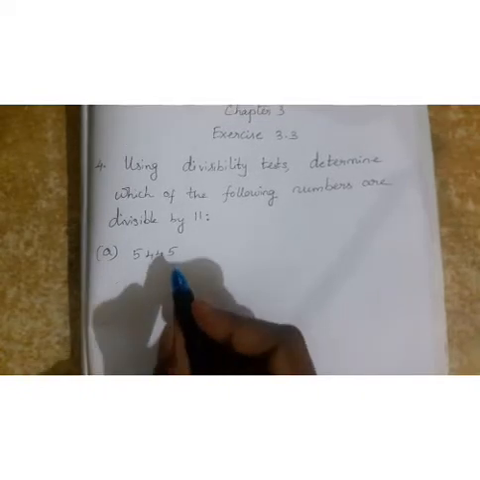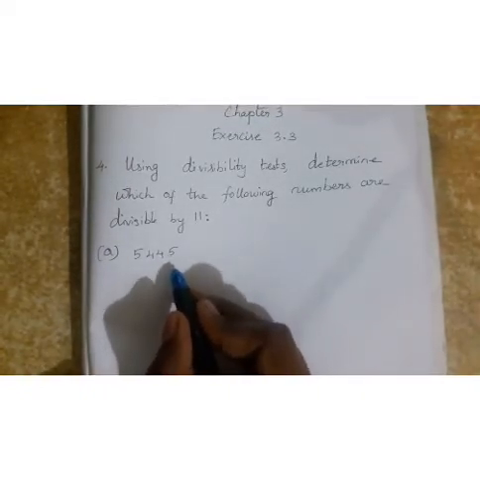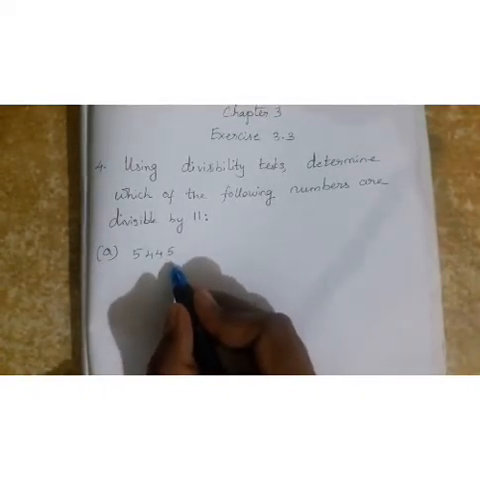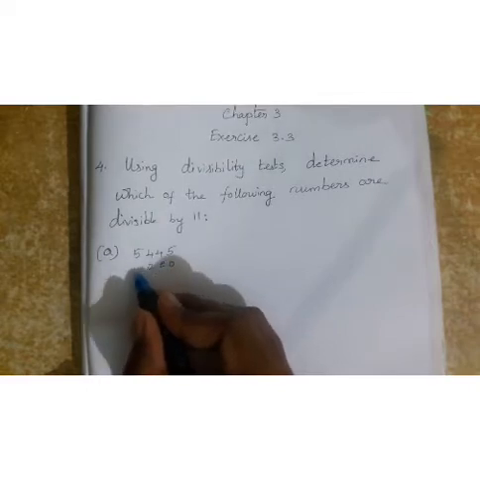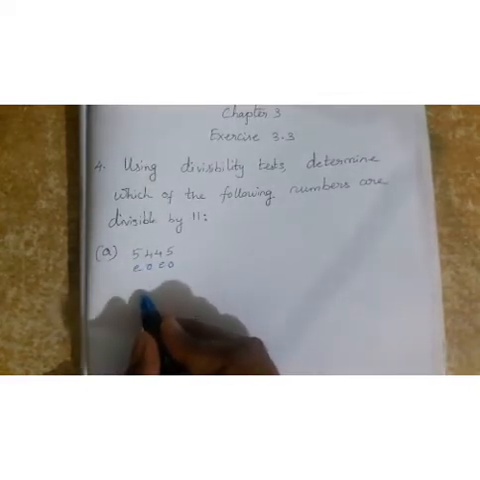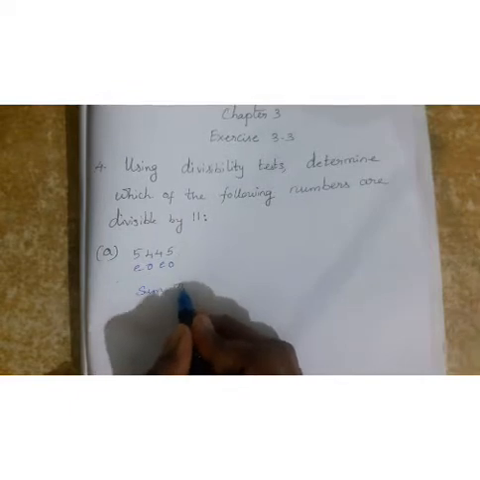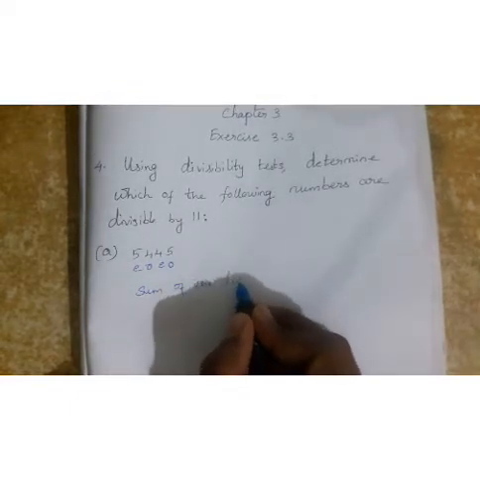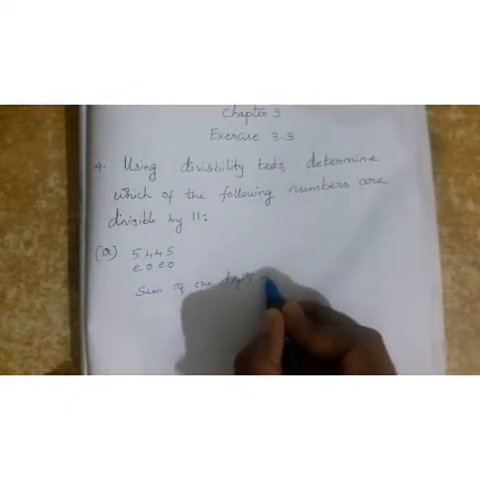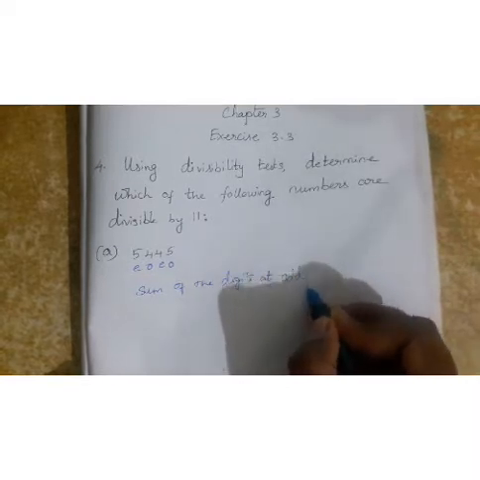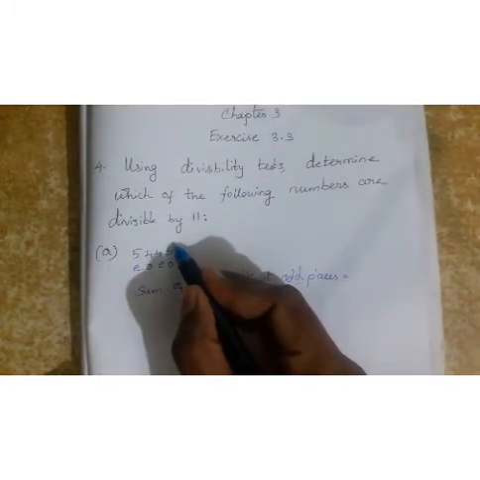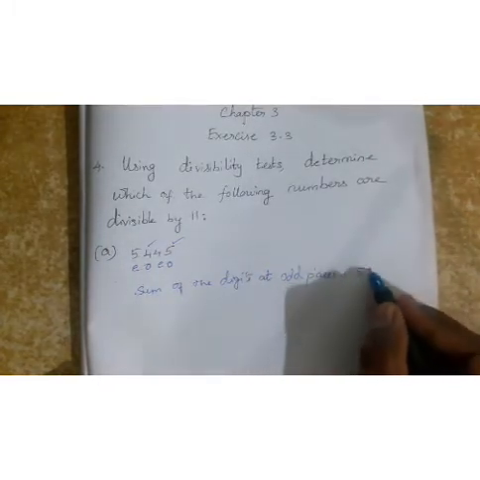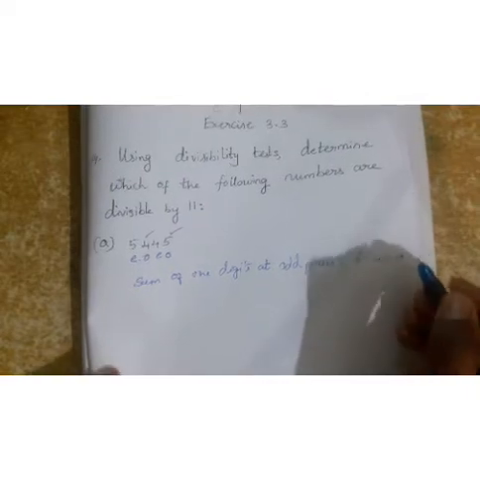5445. First write the numbers at odd places and the numbers at even places. So this is odd, this is even, this is odd, this is even. Sum of the digits at odd places equal to, the odd places are 5 and 4. 5 plus 4 equal to 9.